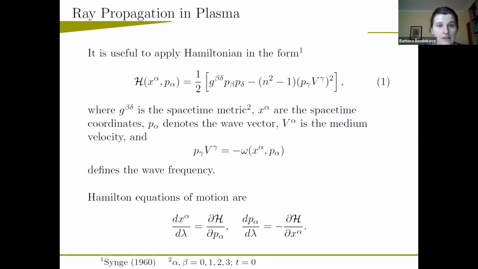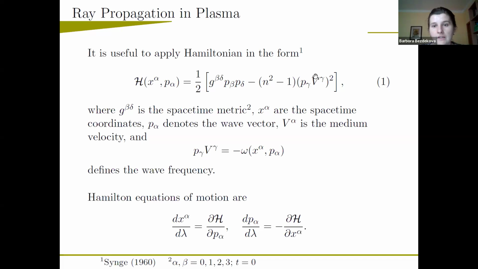Well, when I assume that I have the geometrical optics, and I would like to investigate the light rays around compact sources surrounded by some medium, I can apply the Hamiltonian in this form, which was originally obtained by Synge in his book in 1960. And this Hamiltonian basically merges together the space-time metric, which characterizes the compact object, the medium, which is here defined in terms of its refractive index and velocity, and also the momenta, which are the wave momenta. So it characterizes the wave itself.